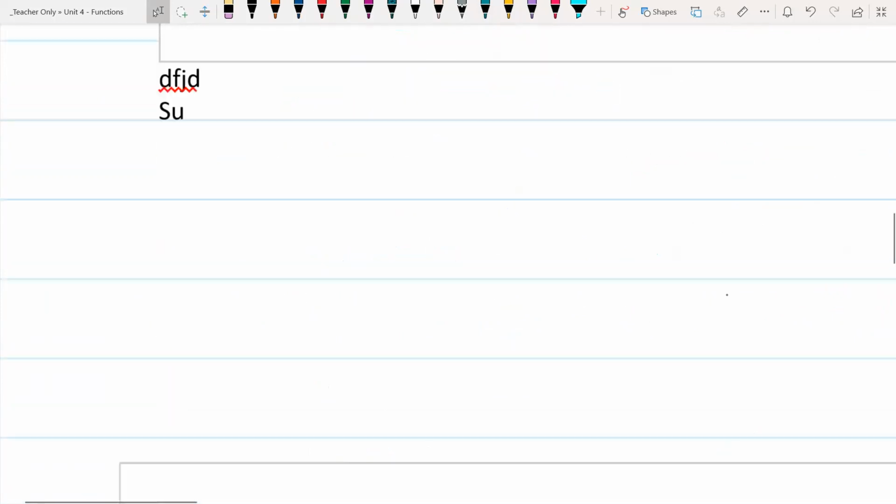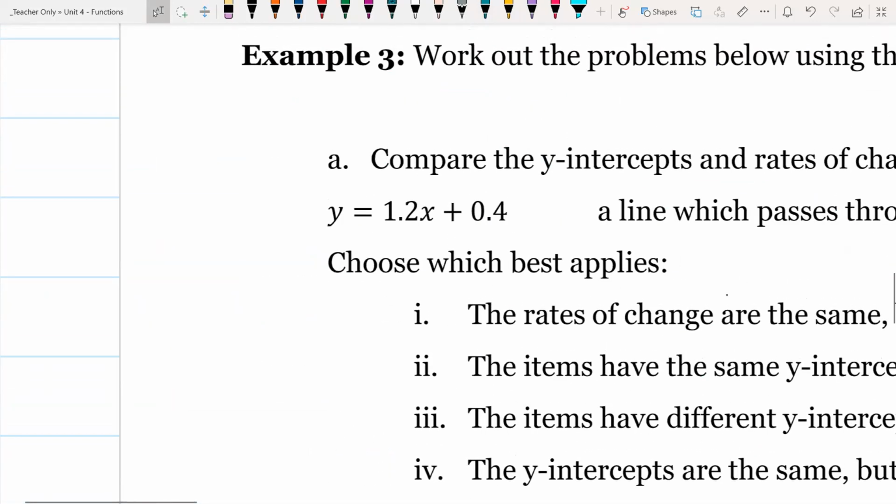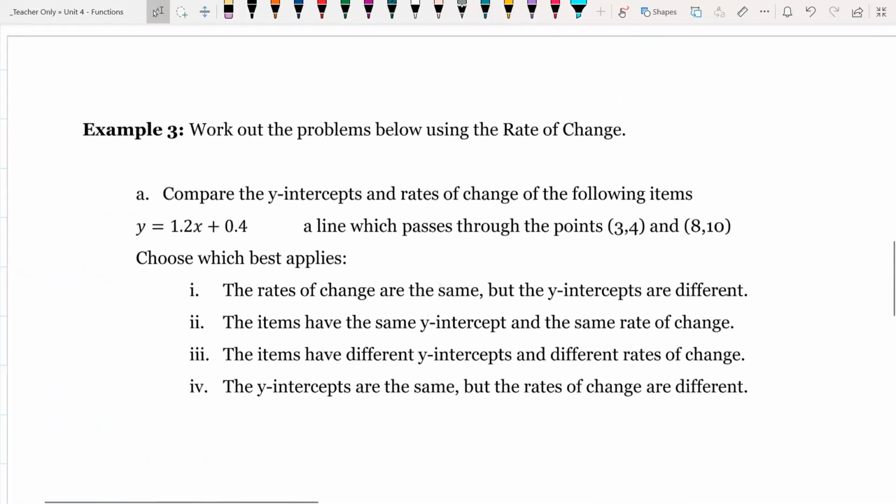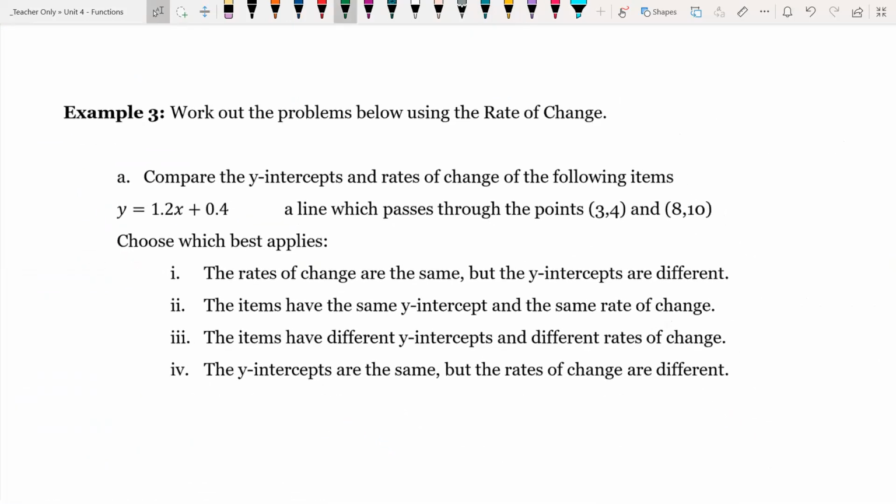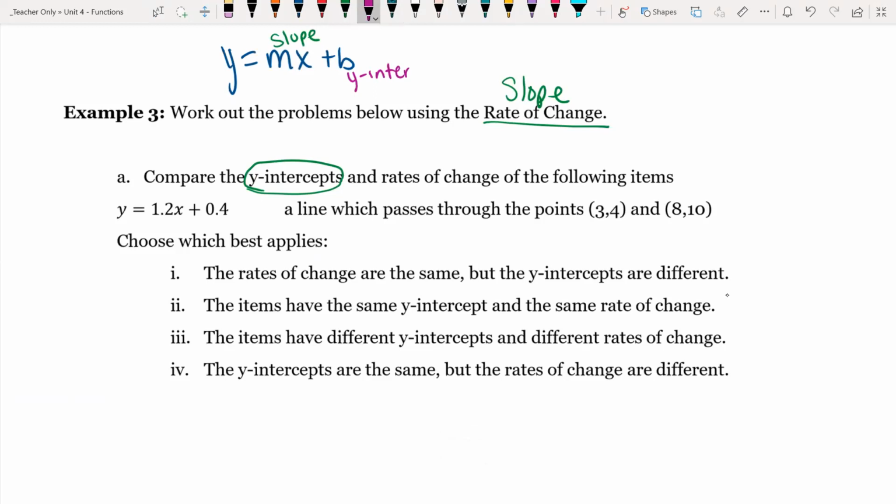So the back page is kind of a word problem, but not. So we want to find the rate of change, which remember, the rate of change is the same thing as the slope. Okay, but now it's talking about your y-intercepts. Your y-intercepts are a b value. Okay, and I know that's not going to make sense, but we have an equation, y equals mx plus b, where m is your slope and b is your y-intercept.